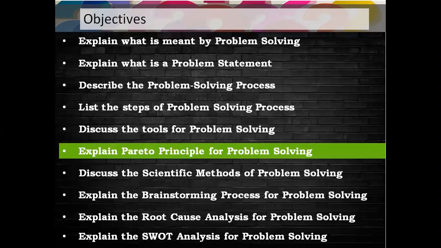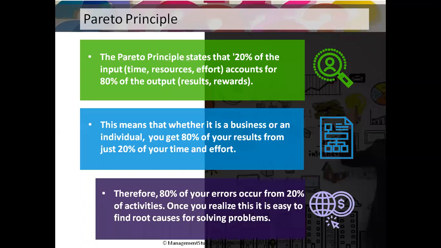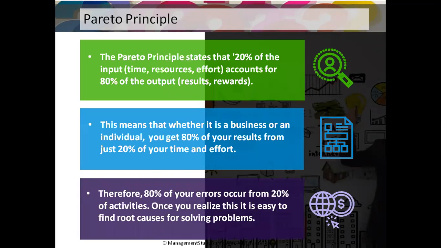Now, let's look at the Pareto principle for problem solving. Most of us have heard of the Pareto principle, the 80-20 rule. So how does the 80-20 rule work in problem solving? The Pareto principle states that 20% of the input, which could be time, resource, effort, etc., accounts for 80% of the output, as in results and reward rather. This means that whether it is a business or an individual, you get 80% of your result from just 20% of your time and effort.